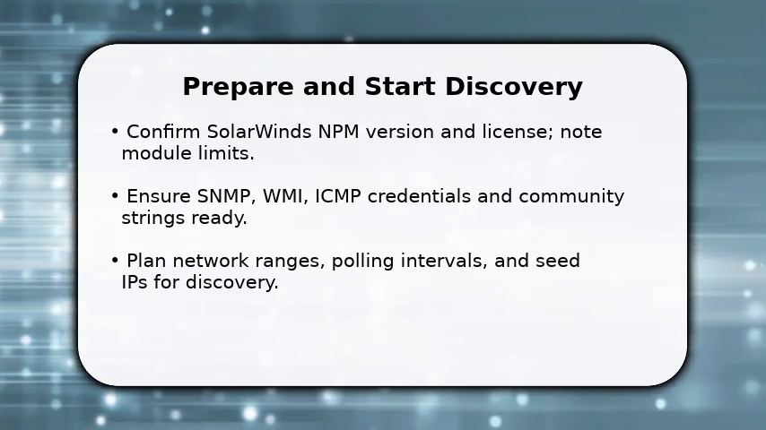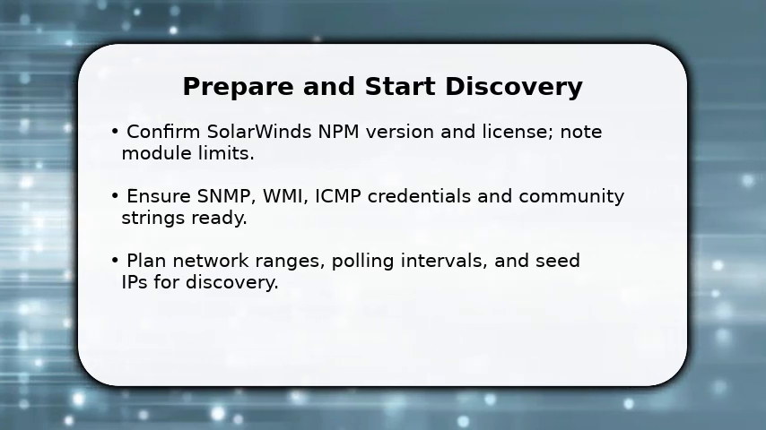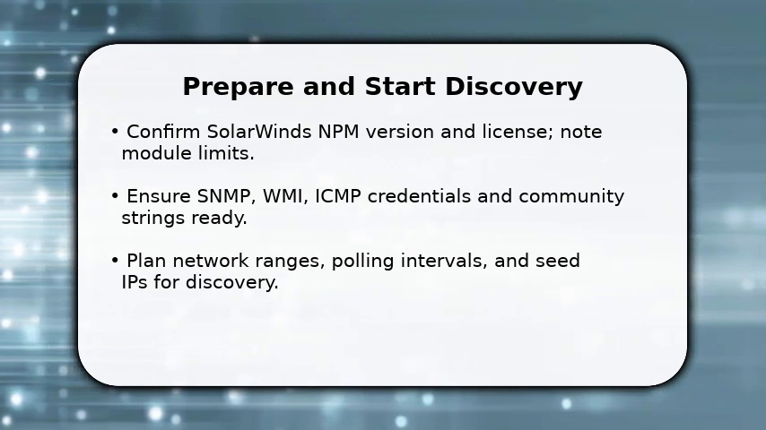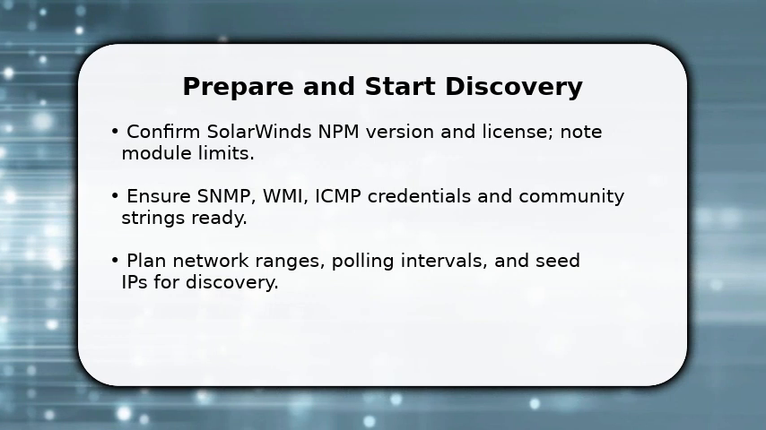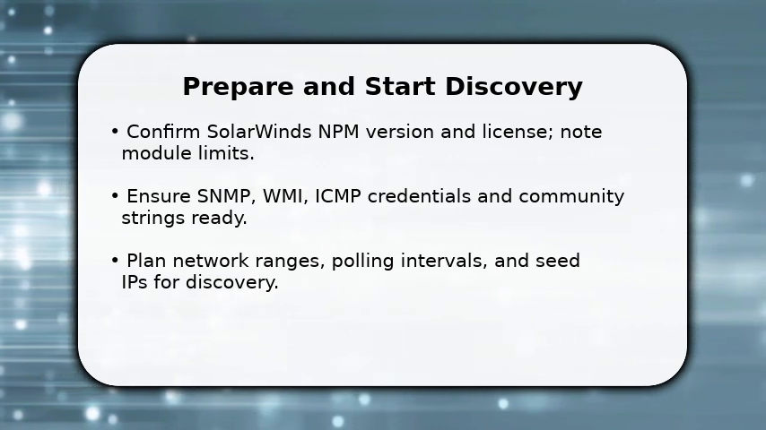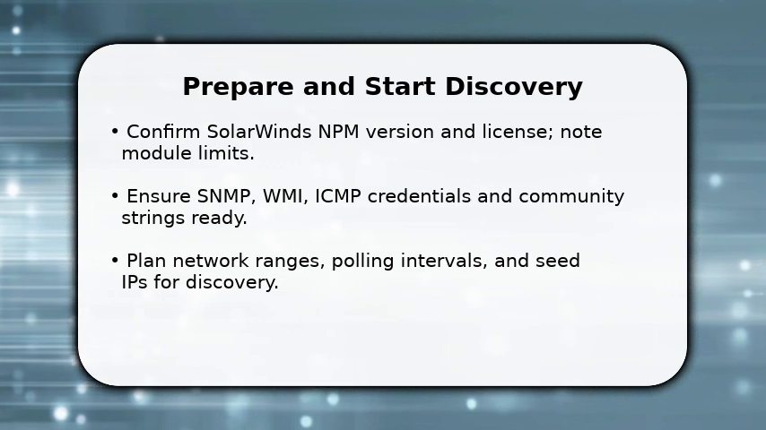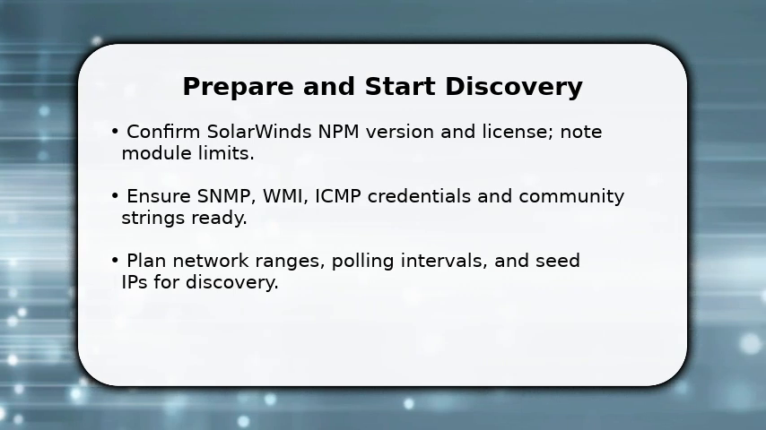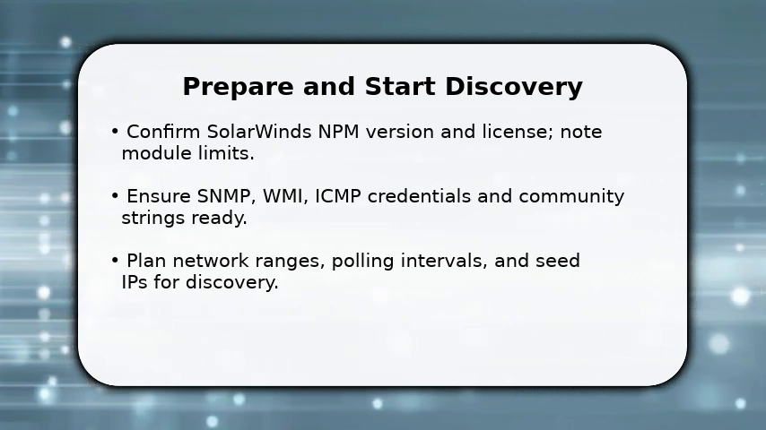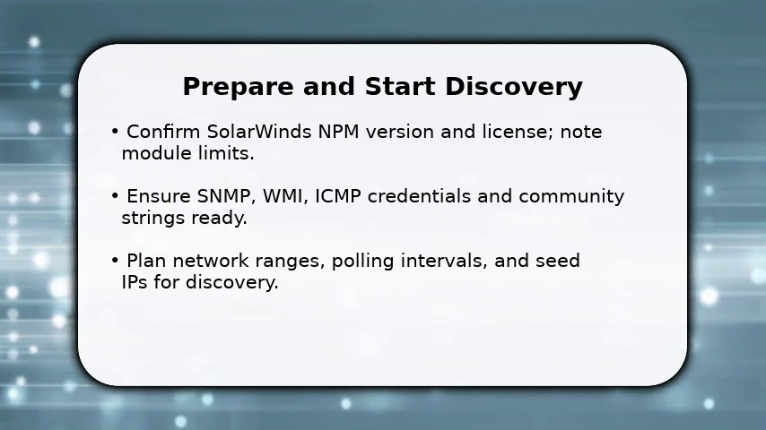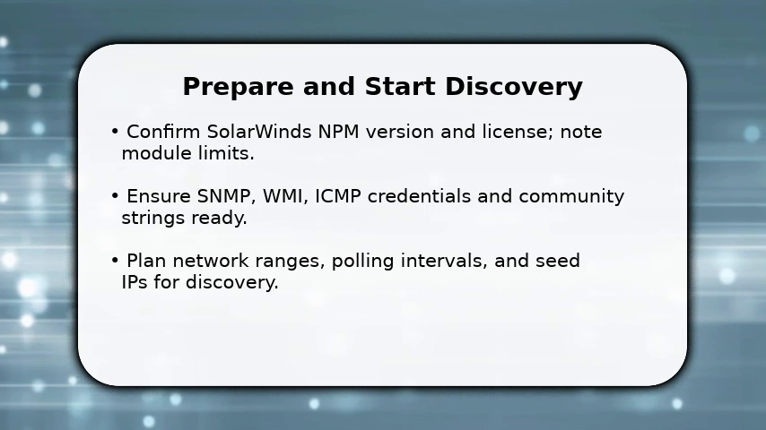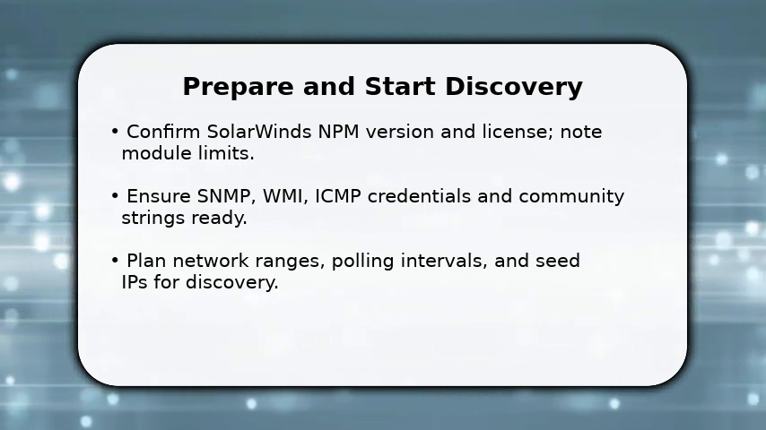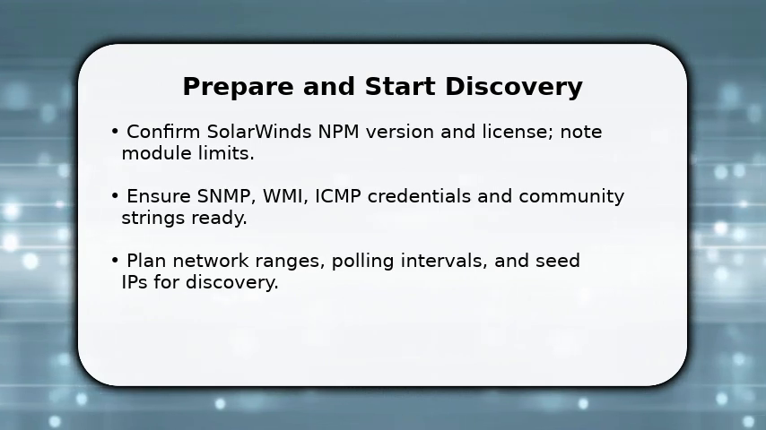You begin by validating the SolarWinds NPM build and license to avoid feature gaps. Next, load SNMP, WMI, and ICMP credentials into the Credential Manager so probes can authenticate. This prevents blind spots. Once done, define discovery scopes, add seed IPs and subnet ranges, set polling intervals and time windows to minimize impact. You're doing this to let NPM map dependencies accurately and collect baseline metrics right away, rather than reconfiguring after a failed discovery.